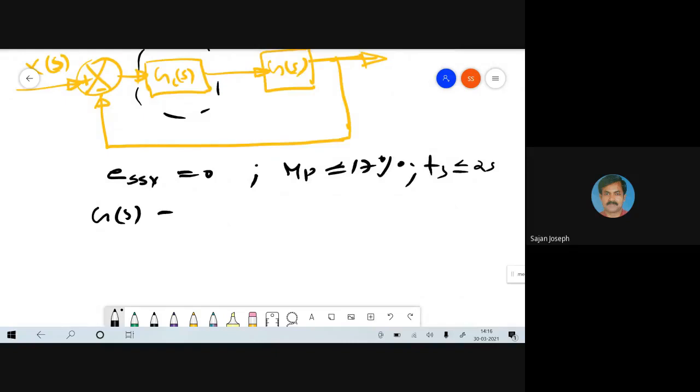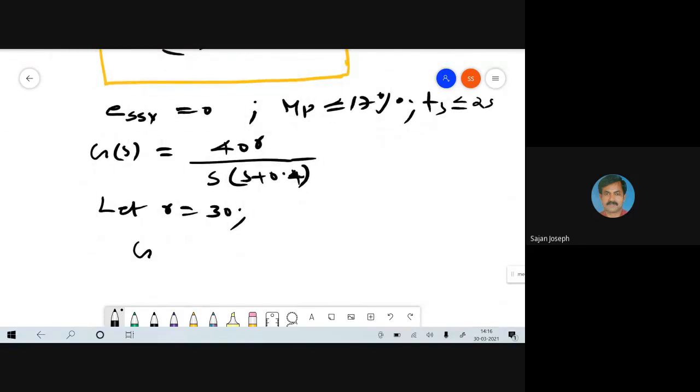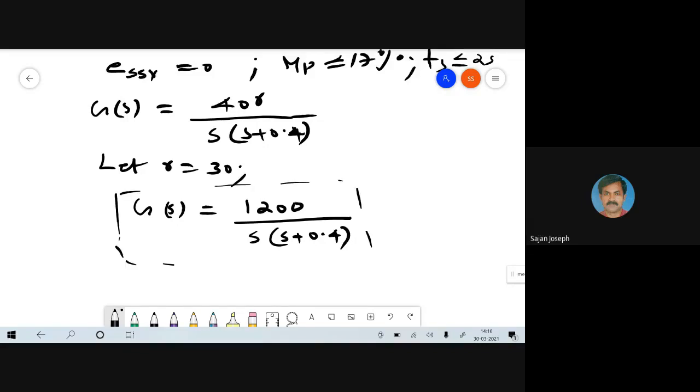The given system is 40R divided by s into (s plus 0.4), where R represents your roll number. Let me select R equal to 30. Then I will be getting G(s) equal to 40 into 30, that means 1200 divided by s into (s plus 0.4). So this is the system under consideration.